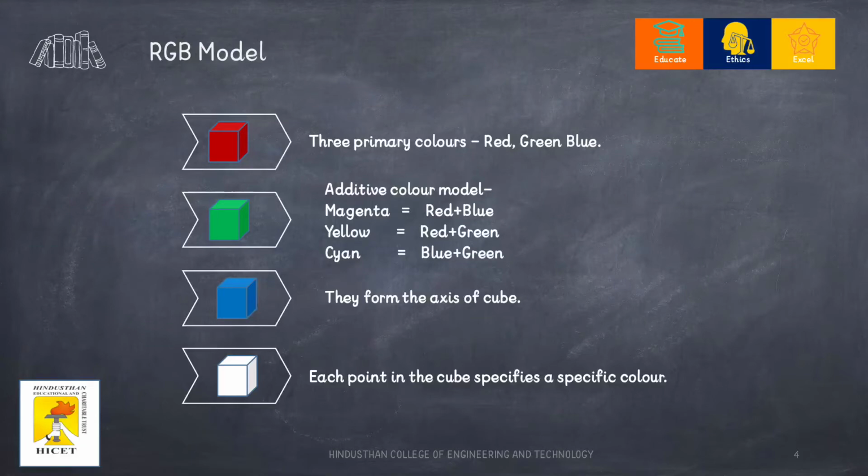Red and blue, the primary colors, when added, form the secondary color magenta. Red and green, when added, form the secondary color yellow. And blue and green, when added, form the secondary color cyan. So, magenta, yellow and cyan are the secondary colors of red, green and blue in the RGB model. These red, green and blue colors form the axes of the color cube, and each point in the color cube specifies a specific color. The cube is shown in the diagram in the next slide.